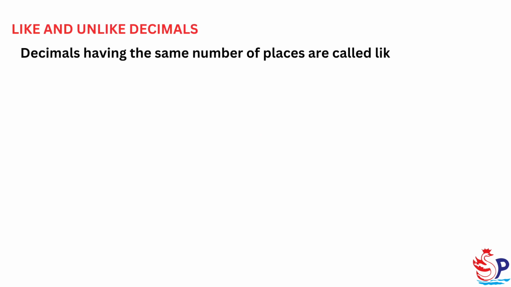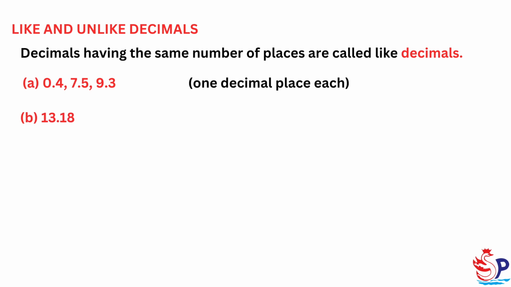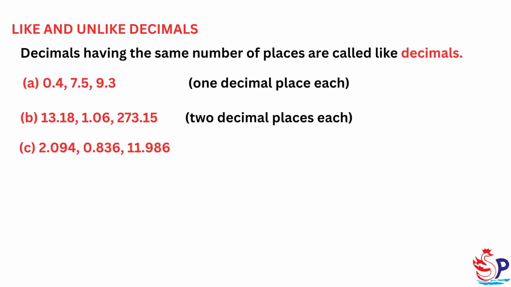Like and unlike decimals. Decimals having the same number of places are called like decimals. A. 0.4, 7.5, 9.3: 1 decimal place each. B. 13.18, 1.06, 273.15: 2 decimal places each. C. 2.094, 0.836, 11.986: 3 decimal places each.